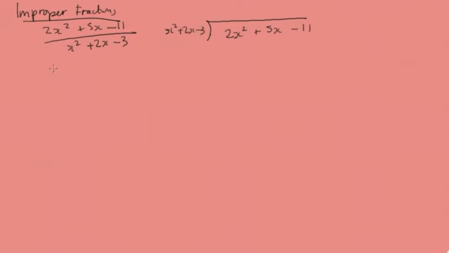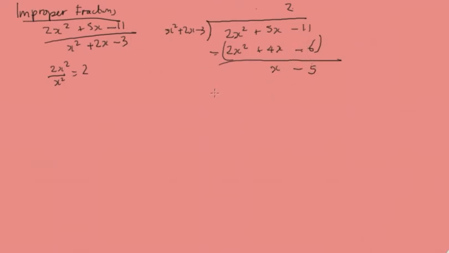The first thing to look at is our x squared. How many times does it go into x squared? It goes in once. So the first term we're going to have here is 1. So 1 times this is going to be x squared plus 2x minus 3, and we'll subtract all that and we will get 5x minus 2x is 3x, minus 11 minus minus 3, so that's plus 3, becomes minus 8.